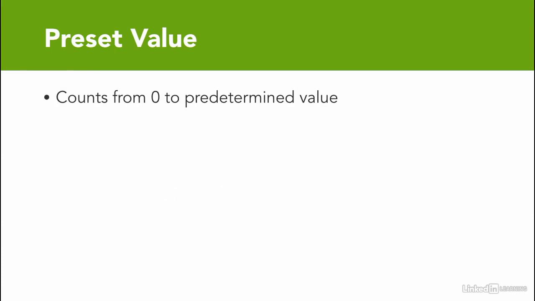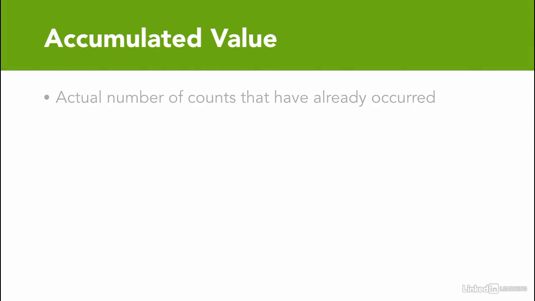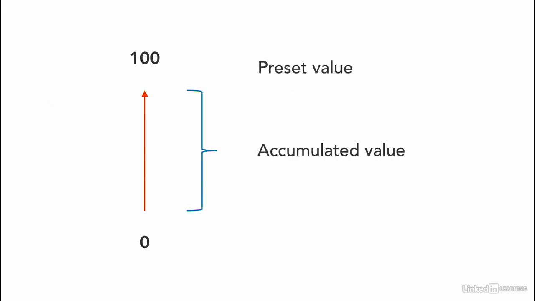A typical counter counts from 0 to a predetermined value that's called the preset. The preset value specifies the target number of counts, while the accumulated value indicates the actual number of counts that have already occurred. So here's an example. If you want to count from 0 to 100, you would count up and use a counter up counter. The predetermined value of 100 would be the preset value, and the accumulated value is the current count.